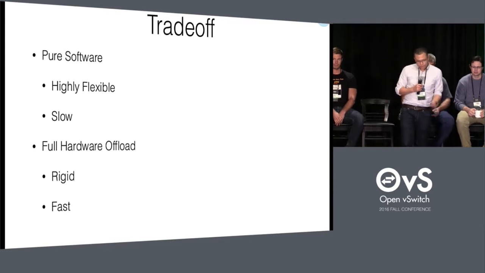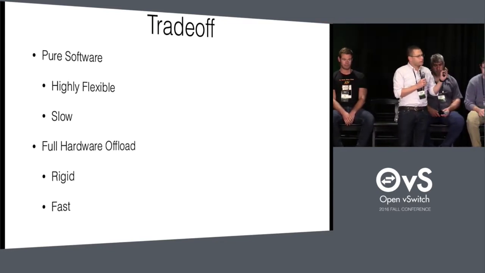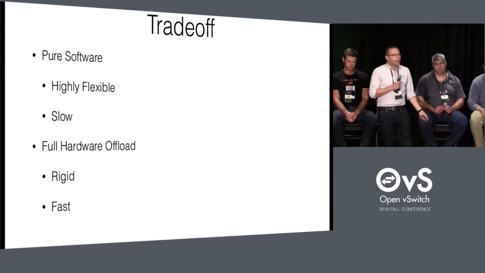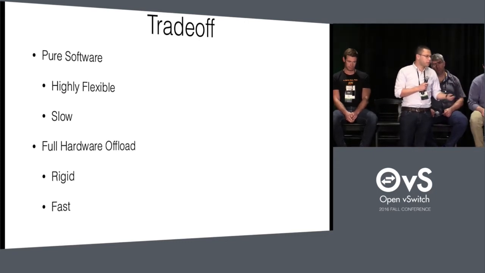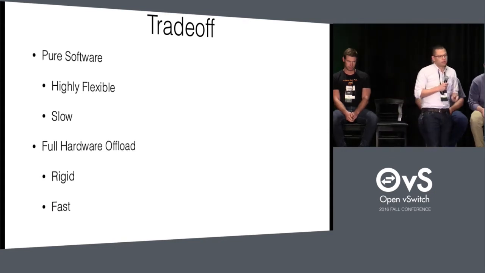All right, so the high-level idea here: there's somewhat of a trade-off in networking generally between pure software implementations, which are highly flexible but relatively slow, and pure hardware implementations, which are rigid but fast, obviously. And the goal with SoftFlow is to stake out the middle ground here.